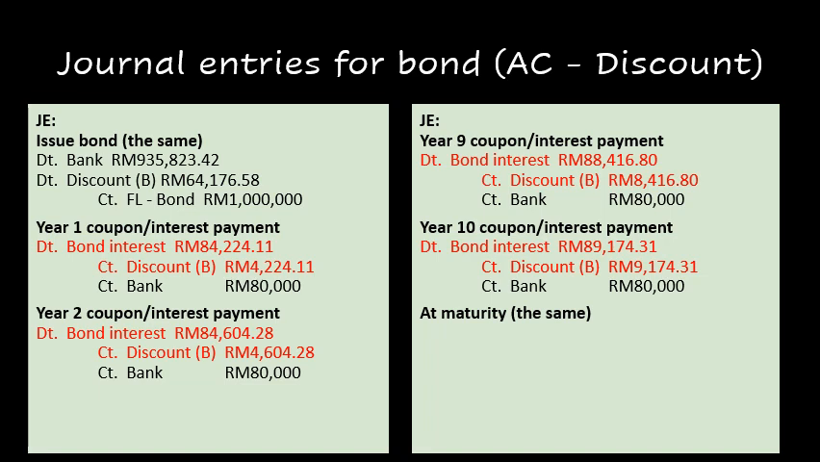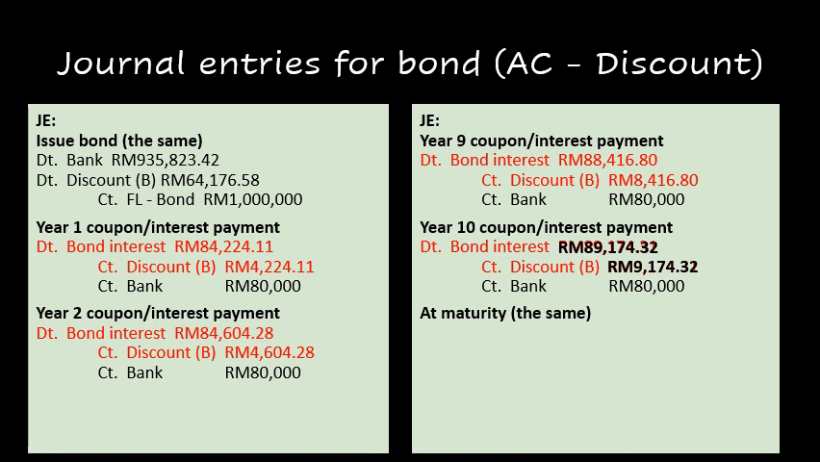Again, at the end, we have a variance of 1 cent. So we could reconcile this in the last payment. So instead, we could debit bond interest expense with 89,174 ringgit and 32 cents and credit bond discount account with 9,174 ringgit and 32 cents. This will make the bond discount account to be exactly 0 and leave us with a bond account of exactly 1 million.